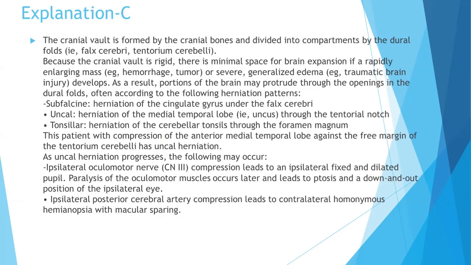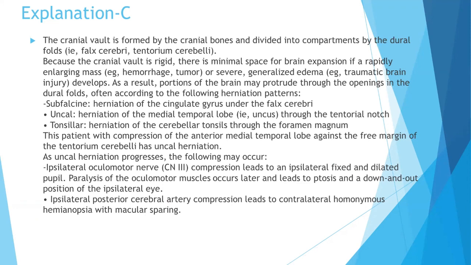Here you can see the cranial vault is formed by the cranial bones and divided into compartments by the dural folds. Because the cranial vault is rigid, there is minimal space for brain expansion if a rapidly enlarging mass or severe generalized edema develops. As a result, portions of the brain may protrude through the openings in the dural folds, often according to the following herniation patterns. Subfalcine: herniation of the cingulate gyrus under the falx cerebri. Uncal: herniation of the medial temporal lobe through the tentorial notch. Tonsillar: herniation of the cerebellar tonsils through the foramen magnum.